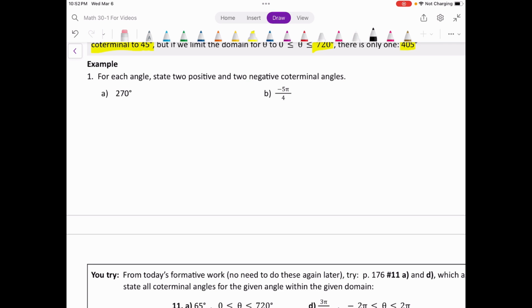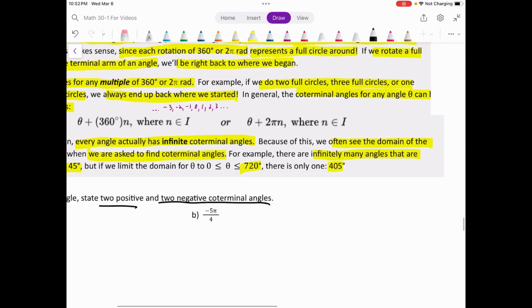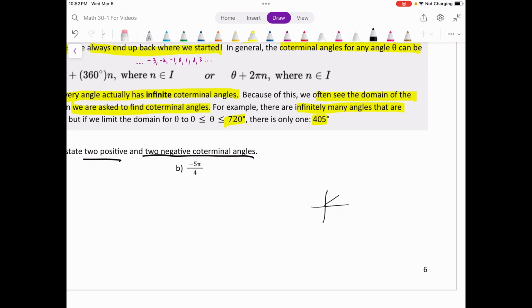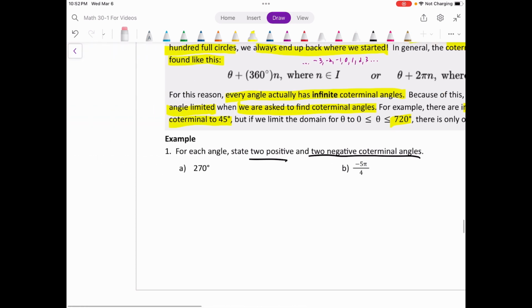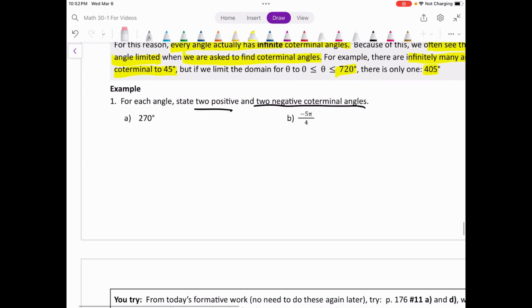It says for each angle, state 2 positive and 2 negative coterminal angles. Again, negative angles can be coterminal, right? You could say, okay, I'm going to do a full 360 this way in the clockwise direction. That is a negative coterminal angle, okay? But there's literally infinite ones we could come up with, right? Let's just do the first 2.